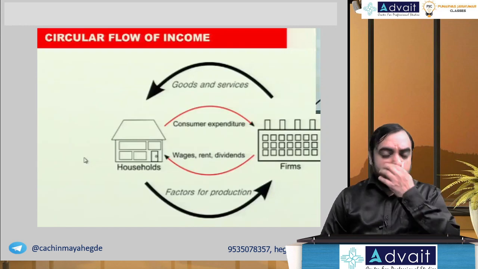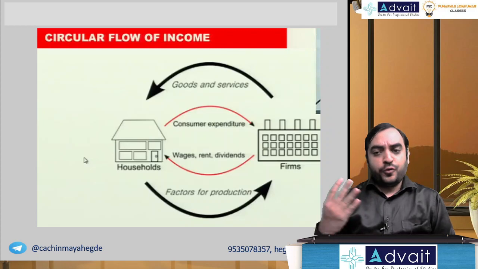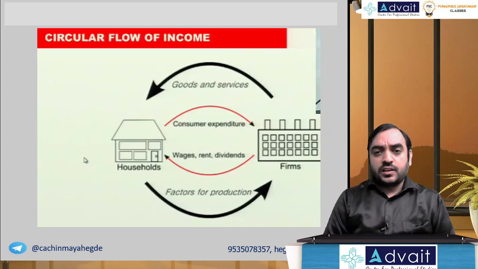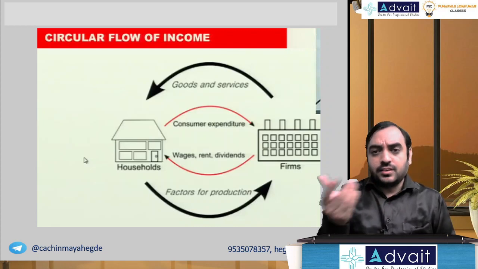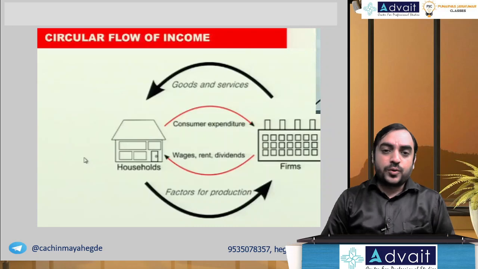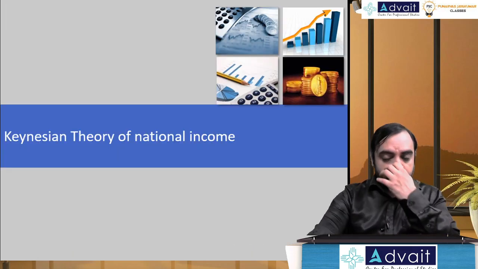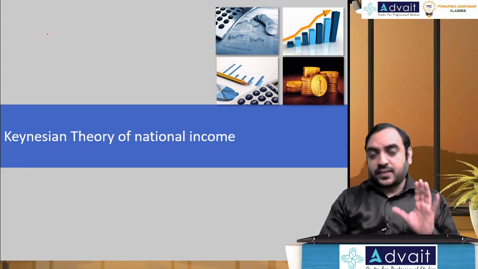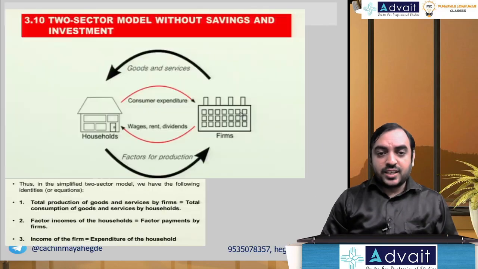First, let us understand circular flow of income. We have two-factor model, three-factor model, four-factor model. Let's first understand two-factor model, and whatever we discuss is an extension that applies for three and four. So let me tell you what is this circular flow of income. First model, let me explain to you, the two-sector model.